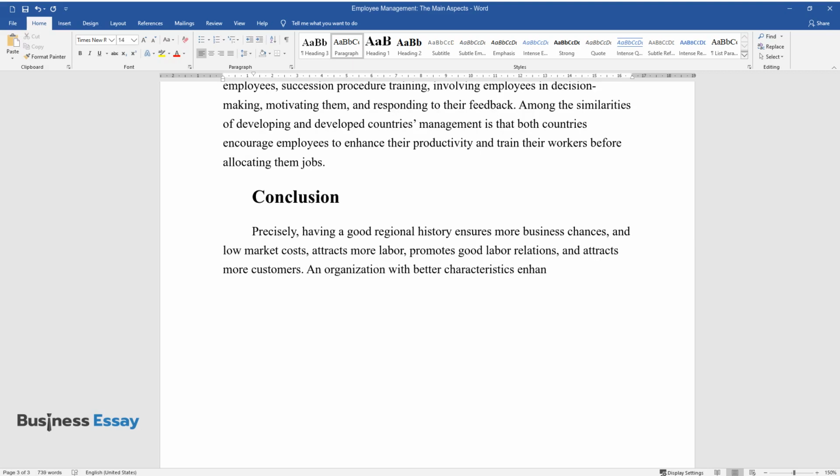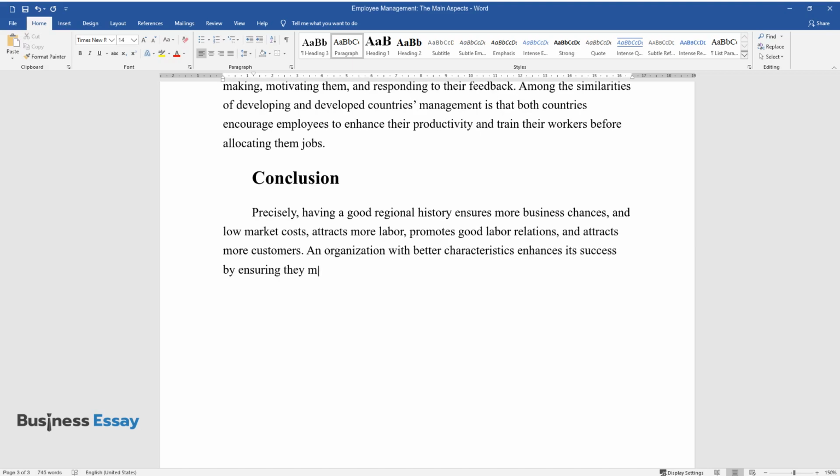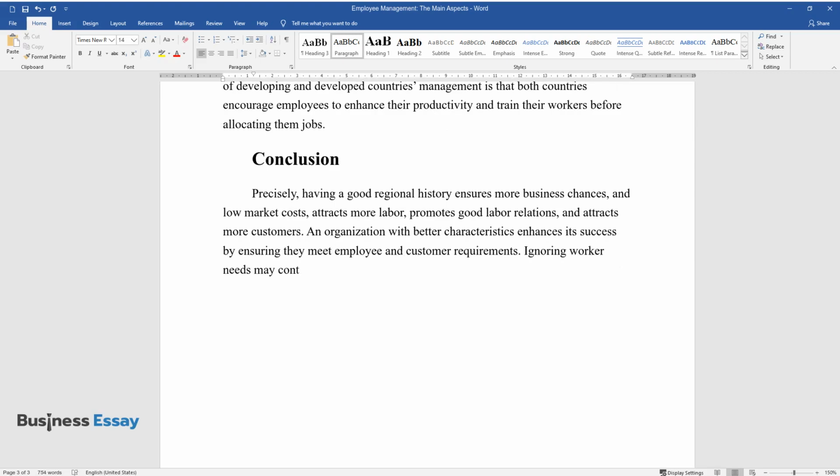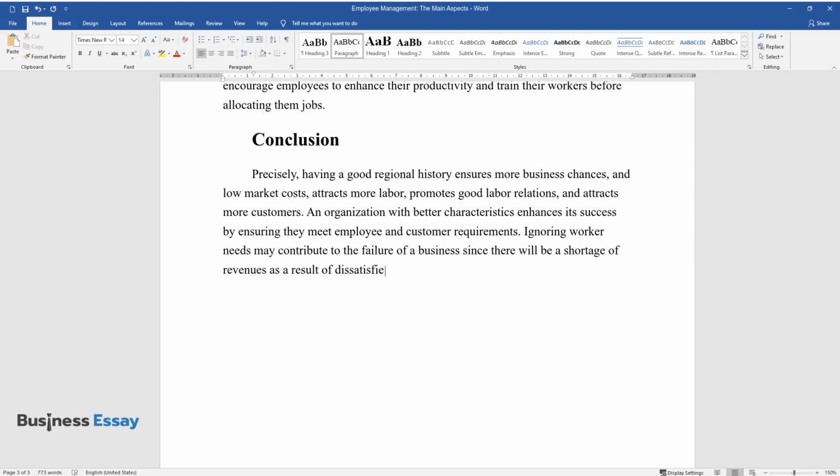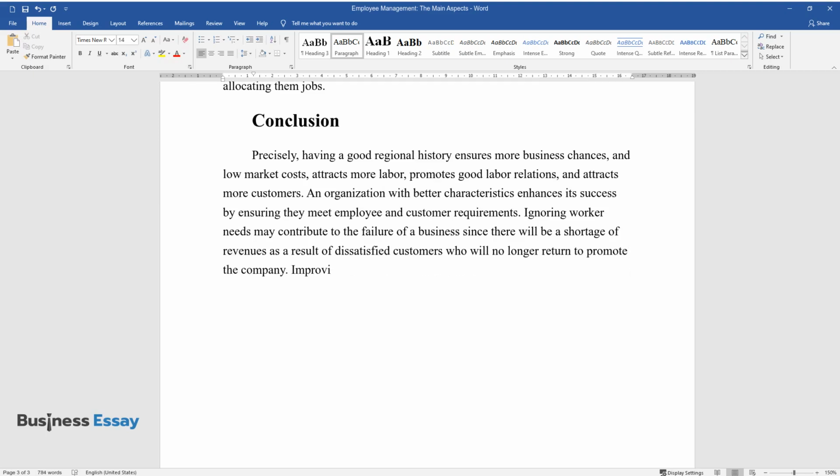An organization with better characteristics enhances its success by ensuring they meet employee and customer requirements. Ignoring worker needs may contribute to the failure of a business, since there will be a shortage of revenues as a result of dissatisfied customers who will no longer return to promote the company.